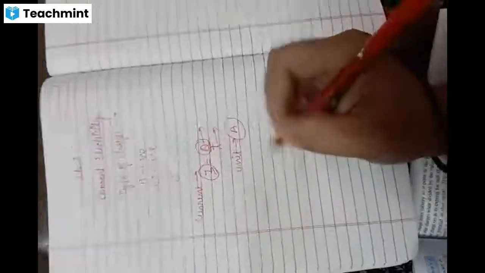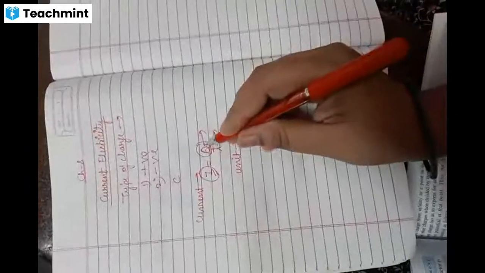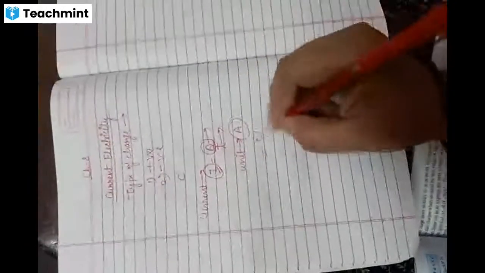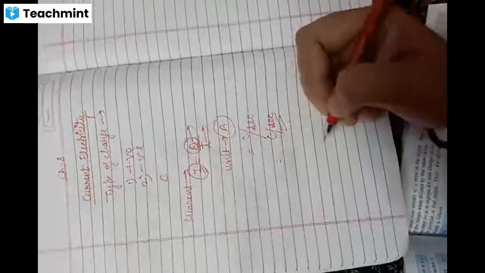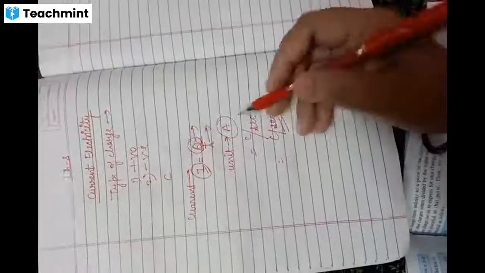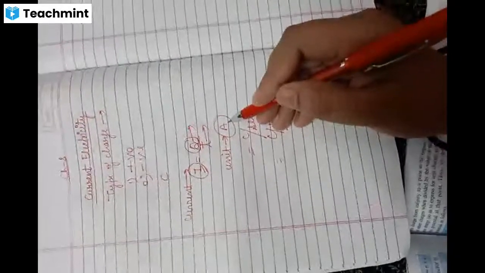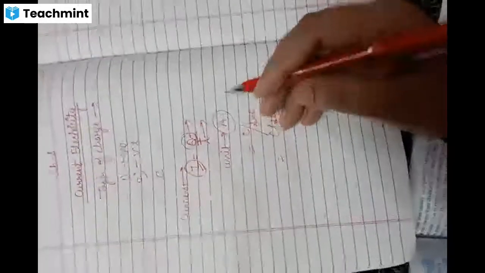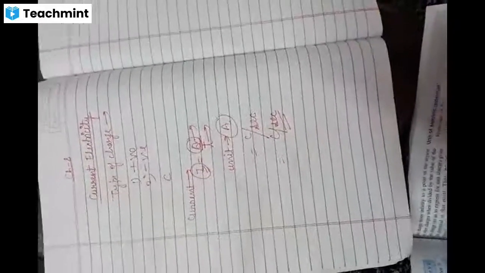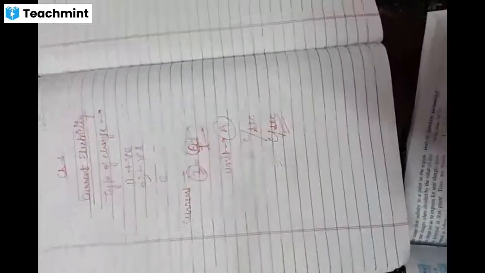Generally it is measured in ampere, but the derived unit of charge is coulomb and the unit of time is second. So it is also measured in coulomb per second. It is the derived unit and generally it is measured in ampere, which is abbreviated as A.